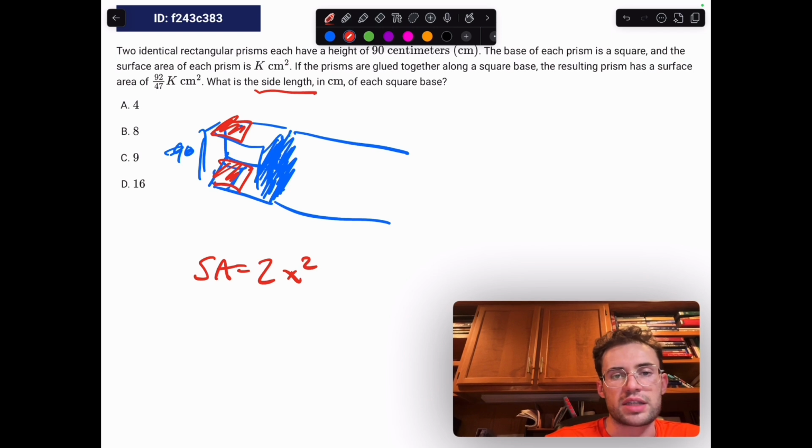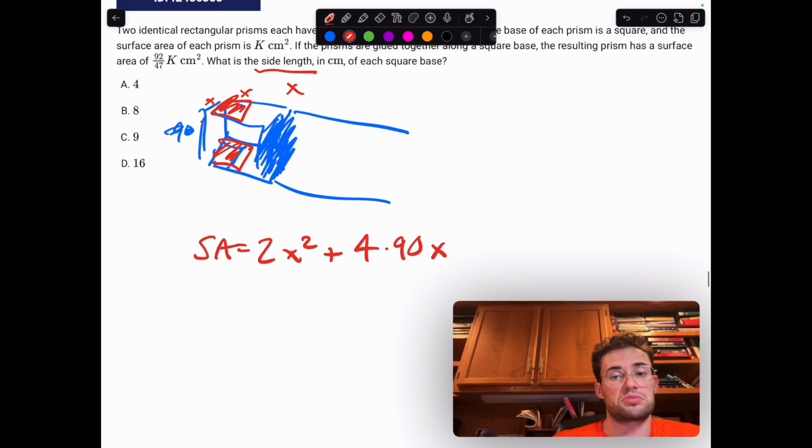Because what we're finding is x, the side length of the square base, plus each of those x's will share 2 sides with the height. So that would be 2 times 90 times x plus 2 times 90 times x, but we could just call it 4 times 90 times x, right? Because there are 4 of them in total.